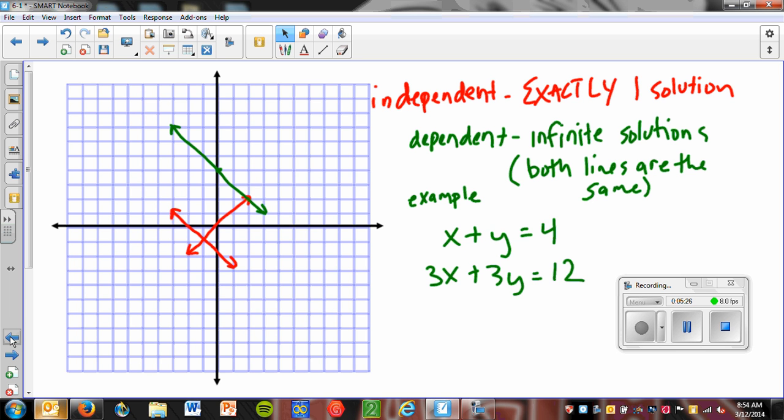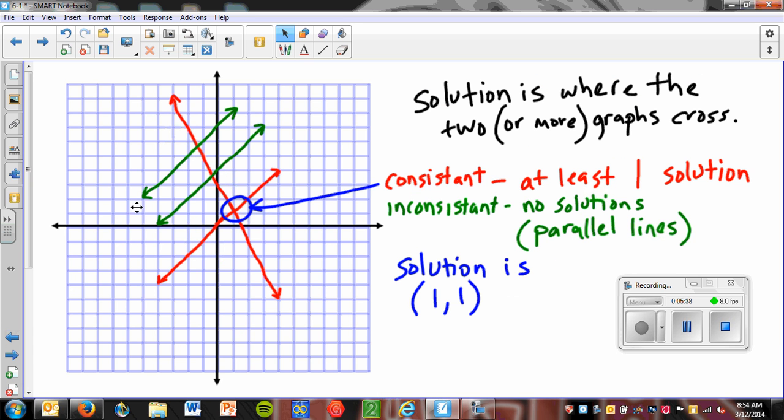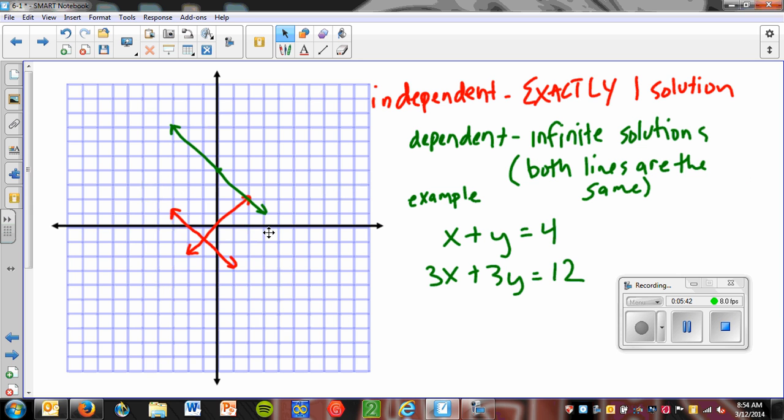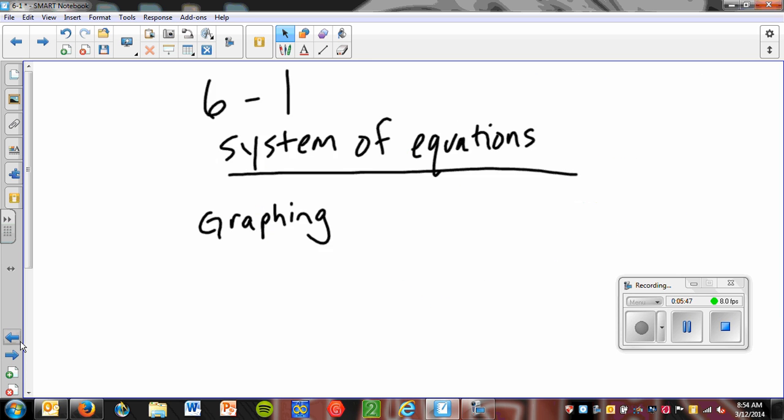But just make sure, and this video is pretty much done, just make sure you know that you want to be able to graph everything, and you're just looking to see where they cross, or if they're the same line, or if they never cross. This would be no solution. This one would be infinite solutions, and in the red, you would put what point they cross. So that is 6-1, graphing systems of equations.